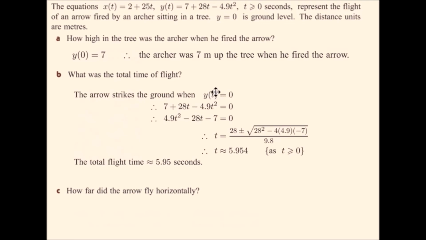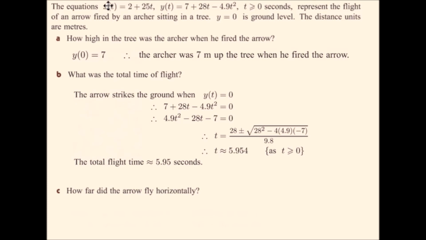So if I let y of t equal 0, we end up with a quadratic equation which can be solved using the quadratic formula or the graphing calculator. So we end up with 5.95 seconds of flight. How far did the arrow fly horizontally? Well, the arrow was fired at t equals 0, so therefore I need to work out where I started, and x is the horizontal displacement.